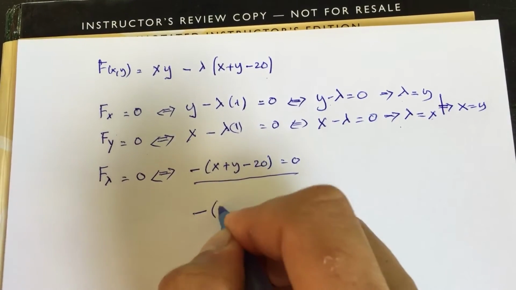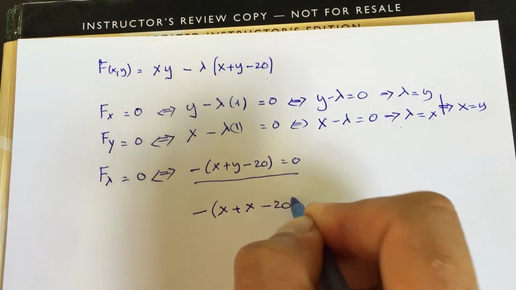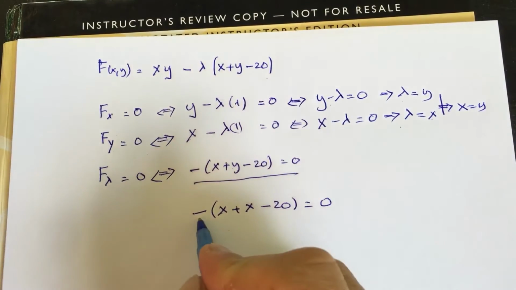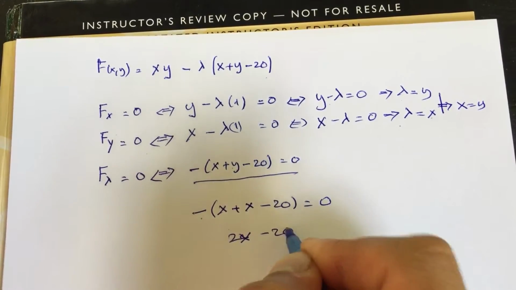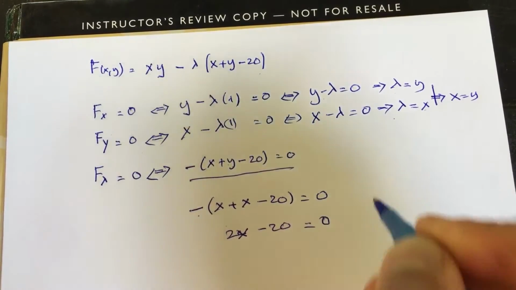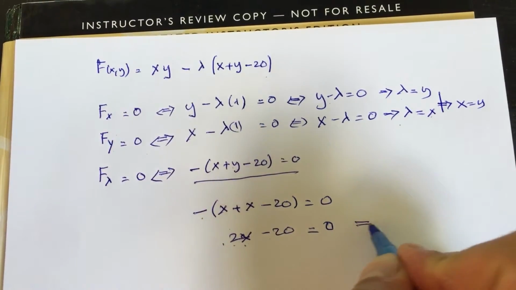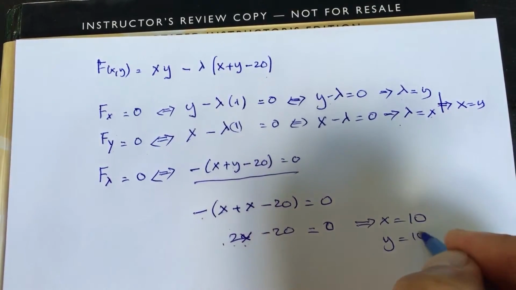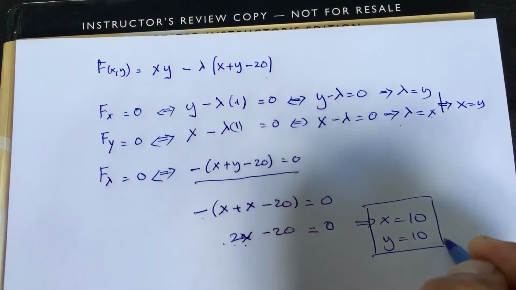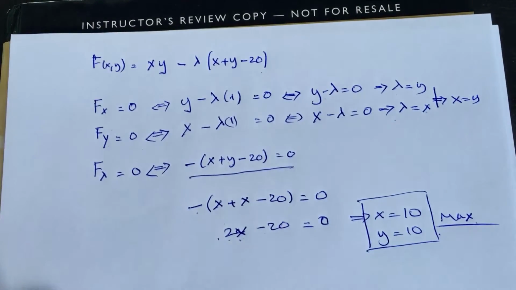That means saying minus x plus y. If x equals y, I can write this as x minus 20 equals 0. Or multiply by minus 1, this is just left with 2x minus 20 equals 0. 2 times x, 2 times what is minus 20? That means x must equal 10. If x is 10, y is 10. Okay? So this is the maximum. It will give you the maximum, nothing else, nothing larger than that.